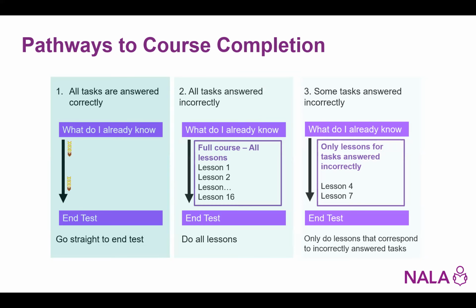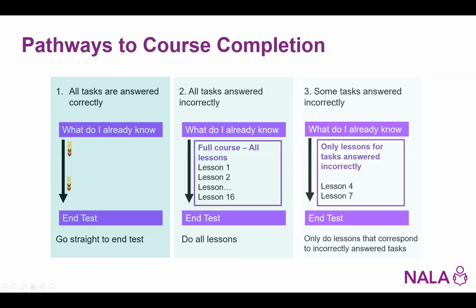So then the middle option is that they may answer all the tasks in What Do I Already Know incorrectly. So it could be a very well chosen course for them in that they do need to do all of the lessons. And some of our learners actually just do this anyway. They might just choose to do all the lessons because that's what they want to do, or it's being offered in a group context, so the whole class will just do all the lessons. That's fine. What Do I Already Know is optional. And in that case, if you do all the lessons, the end test will pop up for you anyway, because you've completed all of the content.